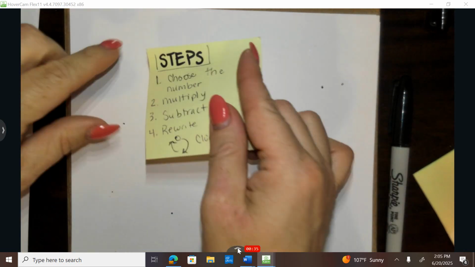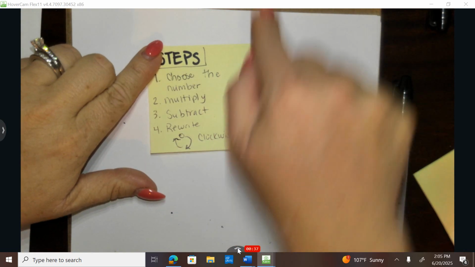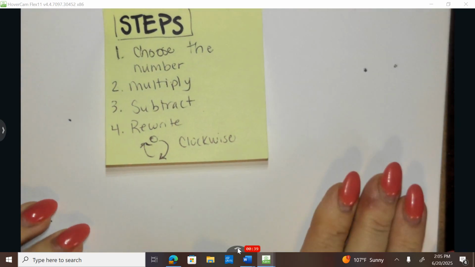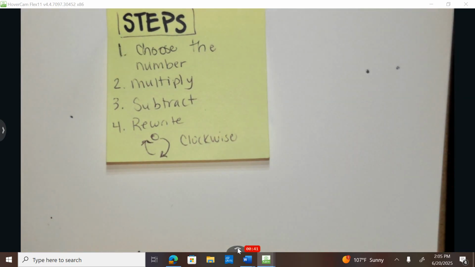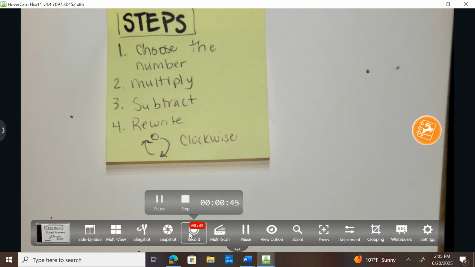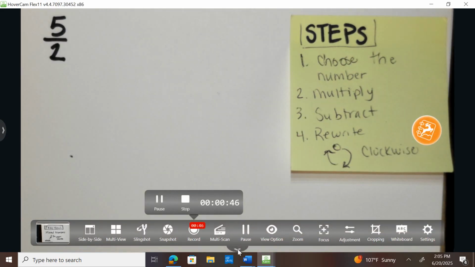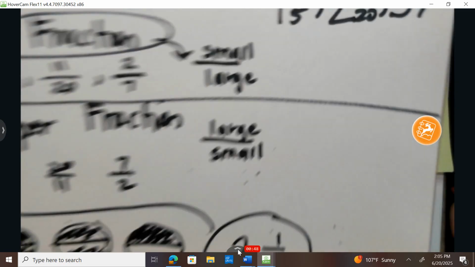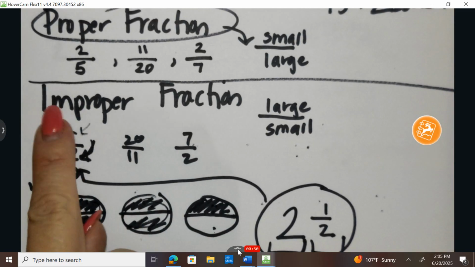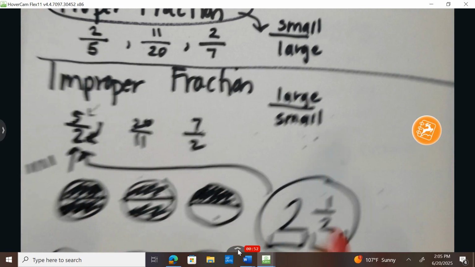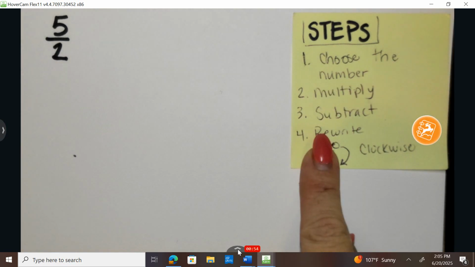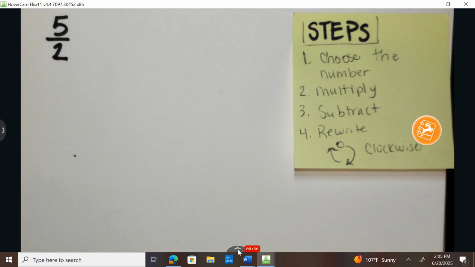What I'd like you to do is to find a piece of paper and to write down these steps. I'm going to zoom in. I want you to press pause, write down these steps, and we're going to use these steps throughout this video. In order to go from an improper fraction to a mixed number, we're just going to follow these steps, and we're going to do it slowly. Please only watch as I do example 1.